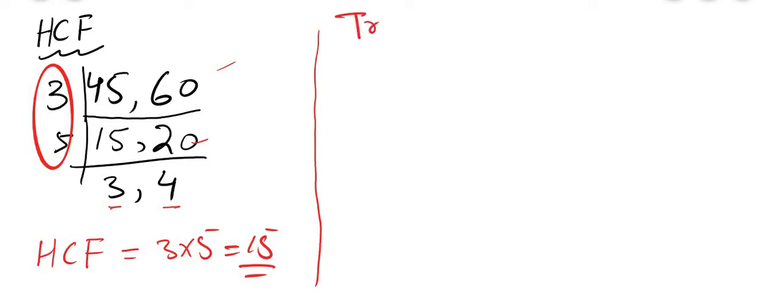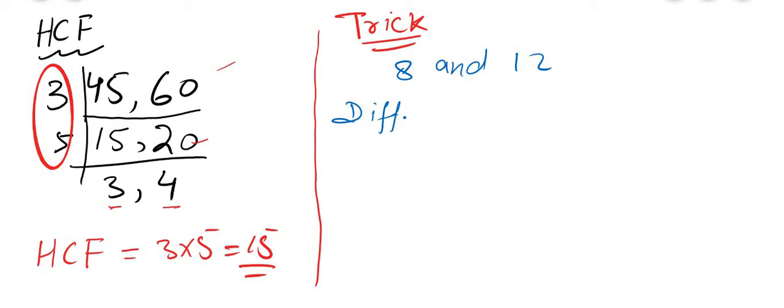With the trick we can find out the HCF. Let's suppose a simple example: we have two numbers, 8 and 12. Take the difference of these two numbers. Bigger minus smaller, 12 minus 8, gives us 4. Now check whether these two numbers are divisible by 4. If so, the HCF of these numbers is 4.